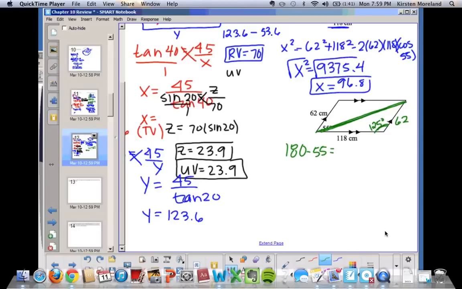And now this is virtually the same problem that I just wrote in blue, except my angle now is 125. So the only thing that's going to change, instead of doing the cosine of 55, I'm going to do the cosine of 125. And again, since I know the angle, I can type that straight into my calculator.